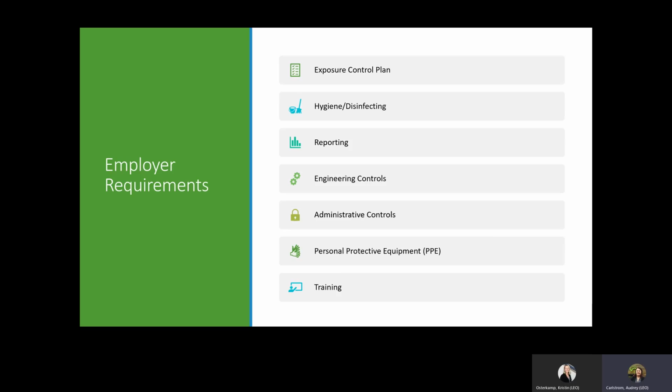Hygiene and disinfecting procedures must include basic hygiene, hand washing, the use of hand sanitizer, and how to isolate and disinfect an area. Employers should report positive COVID-19 cases to public health officials as required, and it is recommended to notify employees of potential exposure.